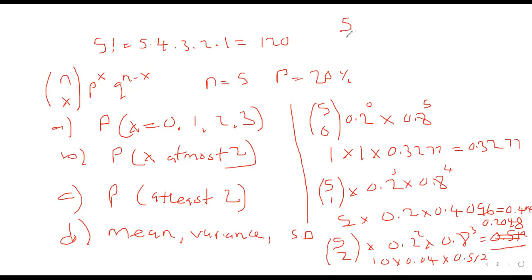5 combination 3. Find the probability of x is equal to 3. Quickly.